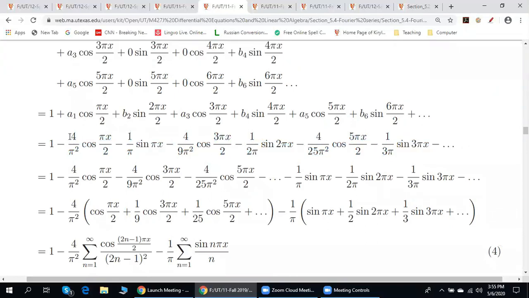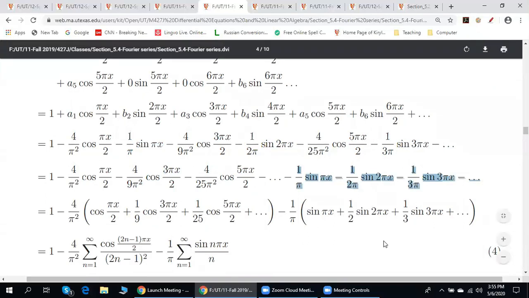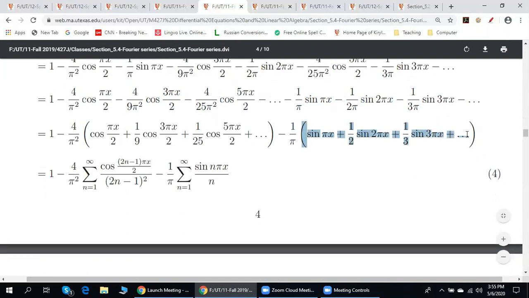In order to simplify, let us first group all cosine terms together. Done. And all sine terms together. Done. After that, observe that over here, the common term is 4 over pi squared. Factor it out. The common term here is 1 over pi. Factor it out.